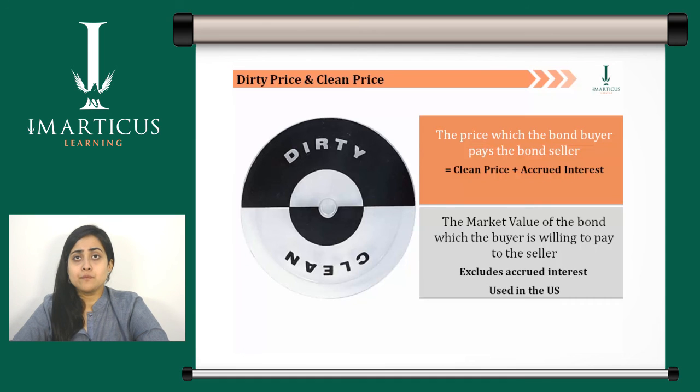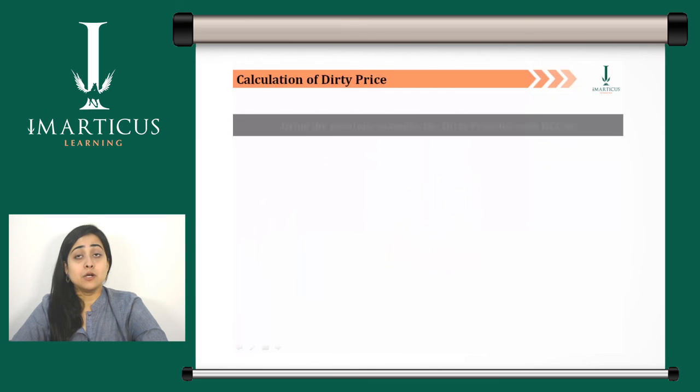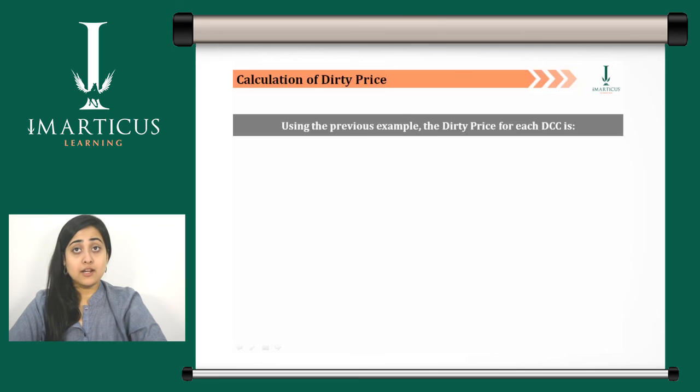In simple terms, if the seller of the bond demands the already accrued interest to be paid on the trade date itself, then the bond is said to have traded at dirty price. If the bond seller does not include accrued interest, then the bond is said to be trading at a clean price. Now, let us look at the calculation of the dirty price. Using the previous example, let us now calculate the dirty price. The price for each DCC is shown on screen.